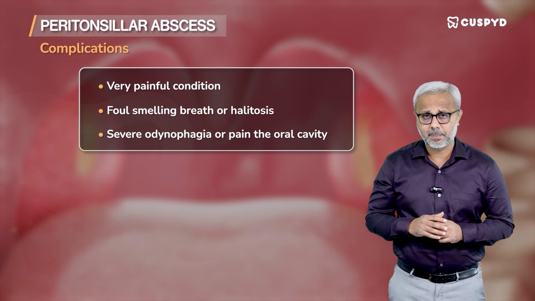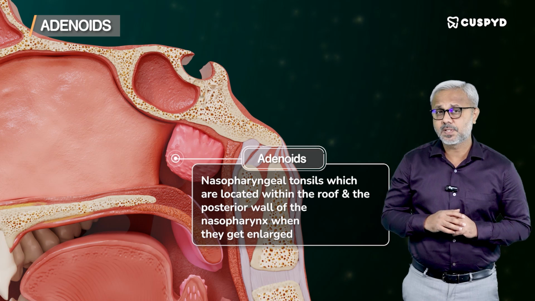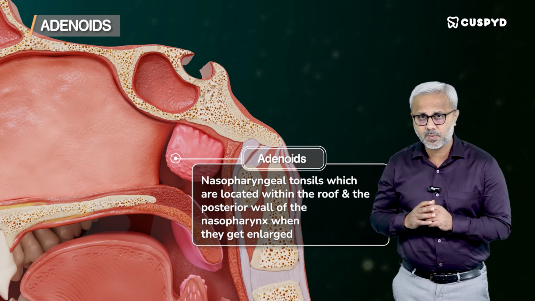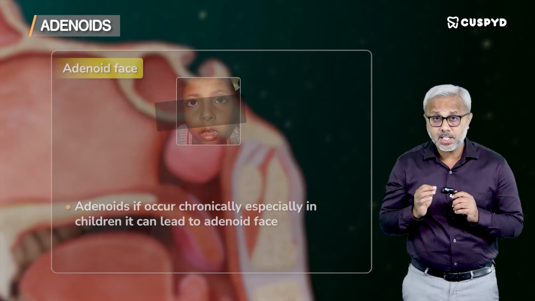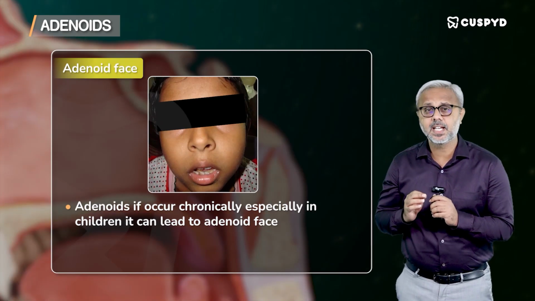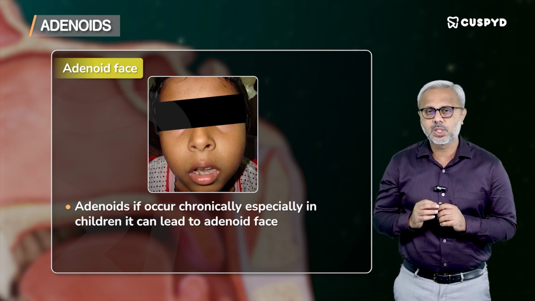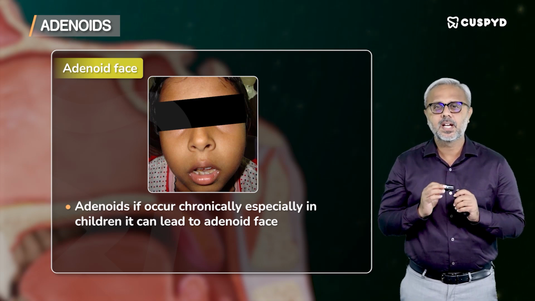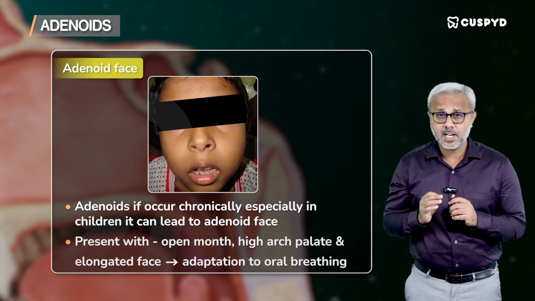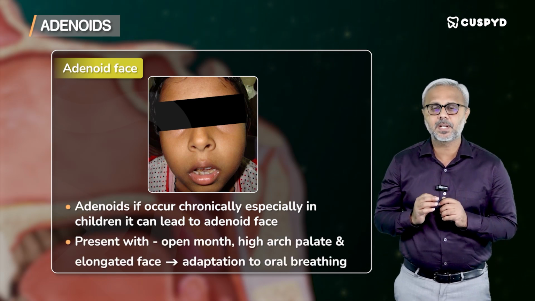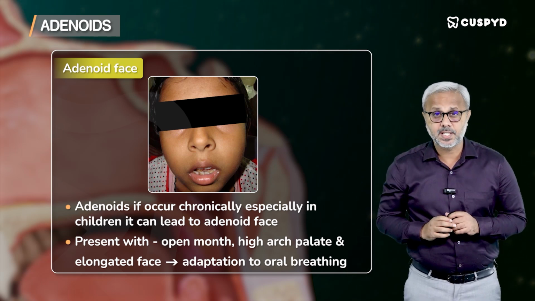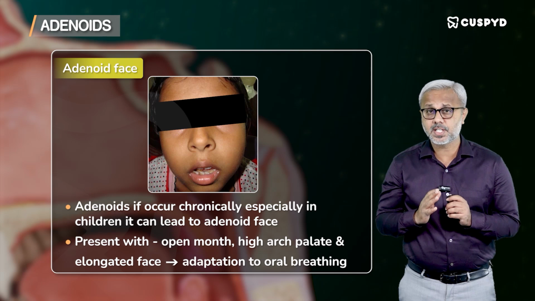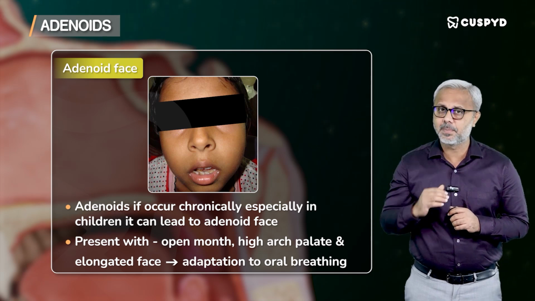The third important subtopic is regarding adenoids. What are adenoids? Nasopharyngeal tonsils, which are located within the roof and the posterior wall of the nasopharynx, when they get enlarged, are called adenoids. Adenoids, if they occur chronically in children especially, can lead to a characteristic clinical feature called adenoid face. Children with chronic adenoid problems can present with an open mouth, a high arched palate, and an elongated face. All these features are suggestive of adaptation to oral breathing.